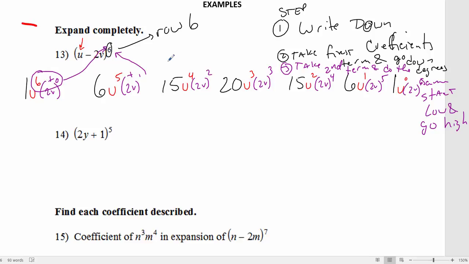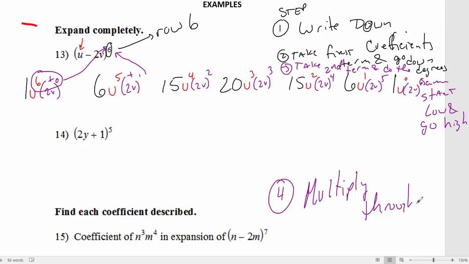Okay, so step 1, write down the coefficients. Step 2, take the first term and go down degrees. Step 3, you're going to take the second term and do the same, but you're going to start low and go high. Okay, so you're going to start low, 0, 1, 2, and then go high that way. And then the fourth and final step is you're going to multiply it out, or multiply through each term.